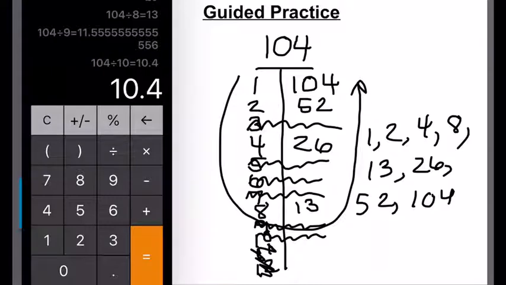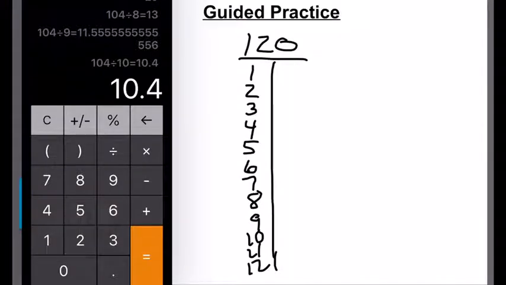I hope you guys are doing a fantastic job. Let's try another problem together. This time, let's find all of the factors of 120. Pause the video and try this problem on your desk.